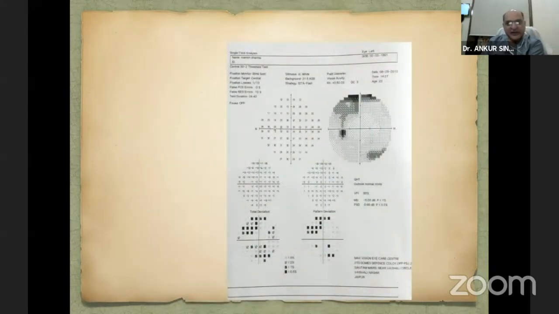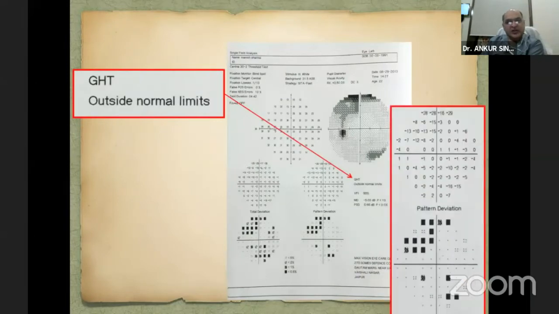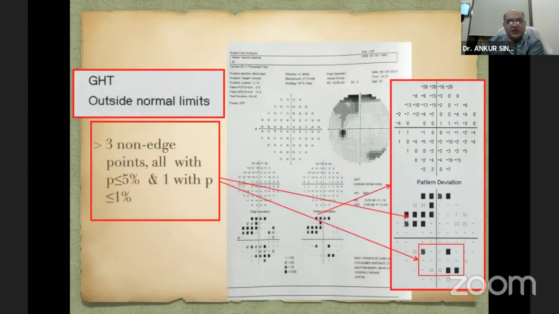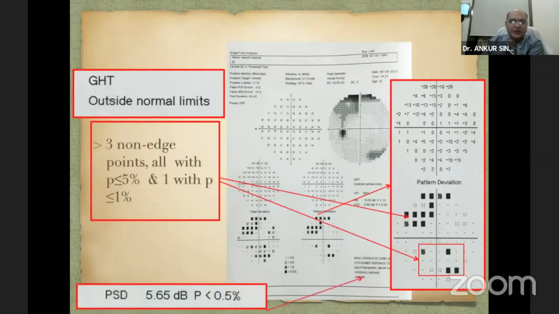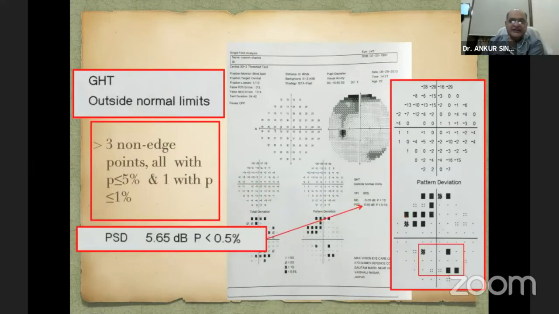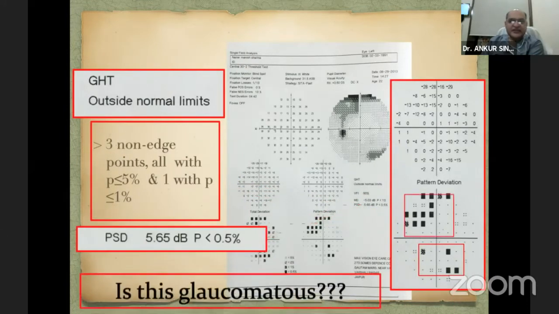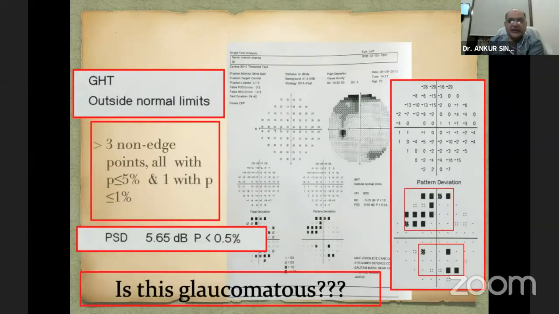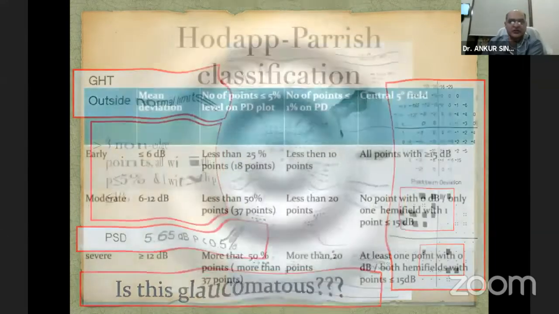Now, look at this field. The GHT is outside normal limits. Then we have a cluster of more than 3 non-edge points having a p-value of less than 5% and at least one of them having less than 1%, and PSD is definitely less than 5%. So as per this definition, is this glaucomatous? A youngster or a young fresh passout may think that this is a glaucomatous visual field defect.